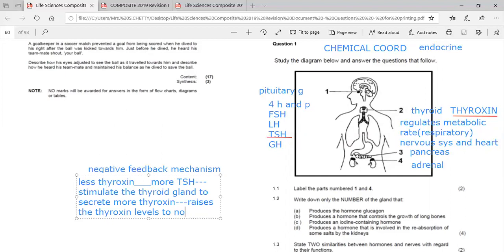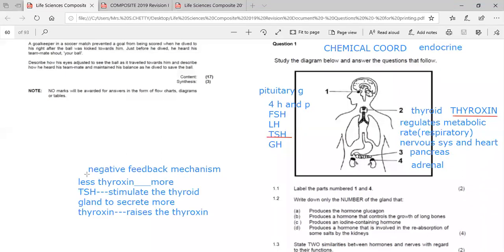This is your typical negative feedback mechanism. So I teach children to remember it like this. Always, my darlings, if there's less thyroxine, then there'll be more of that controlling hormone. Always, and then you say that the thyroid gland will secrete more thyroxine until you raise the thyroxine levels to normal. Sorry, I forgot to write down here: raises the thyroxine levels to normal.